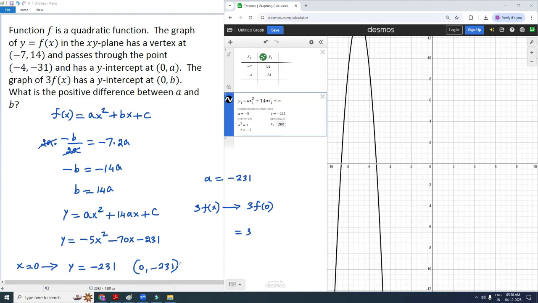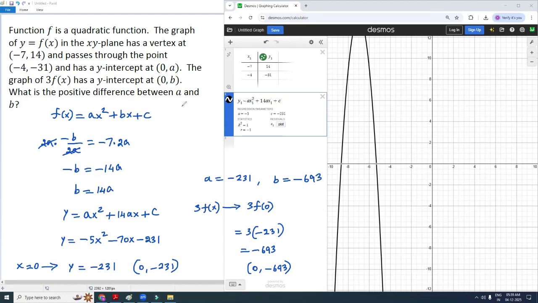Then we can plug in this value for f of 0. Let me write it over here. 3 times negative 231 is negative 693. Here I got the y-coordinate of the y-intercept of the function 3 times f of x. Now we can write the y-intercept as a point, that is 0 comma negative 693. But the question says the y-intercept of this function is 0 comma b. When I compare this 0 comma b and this one, at the place of b, I am getting negative 693. Let me write over here, b equals negative 693.